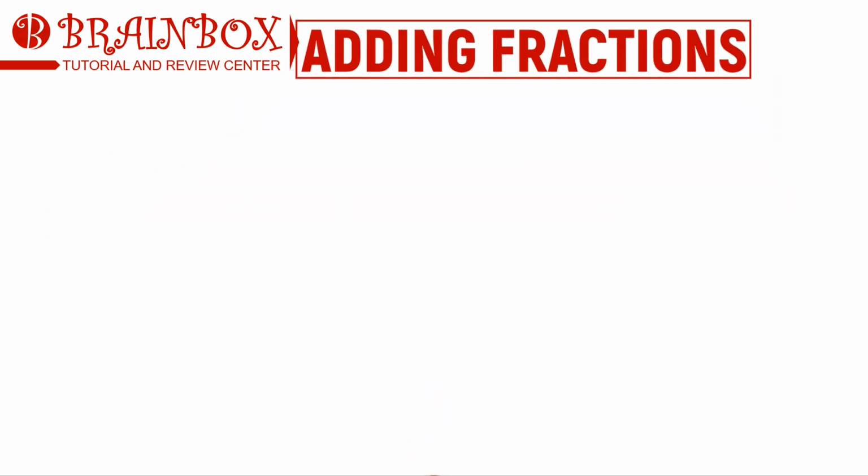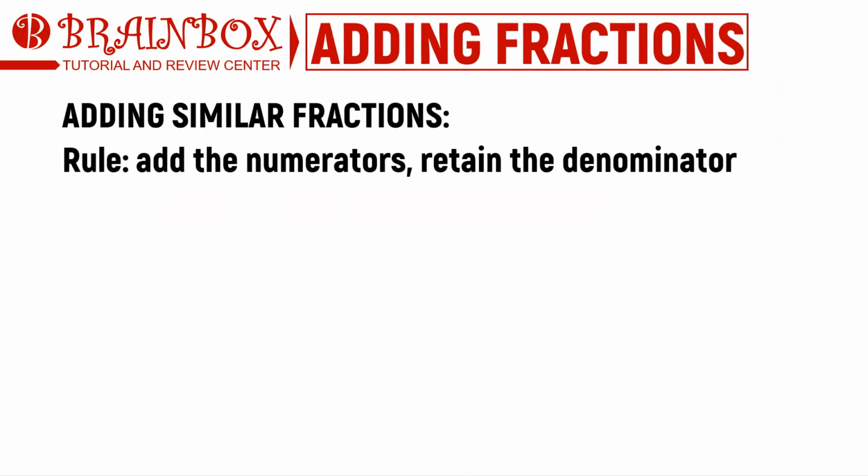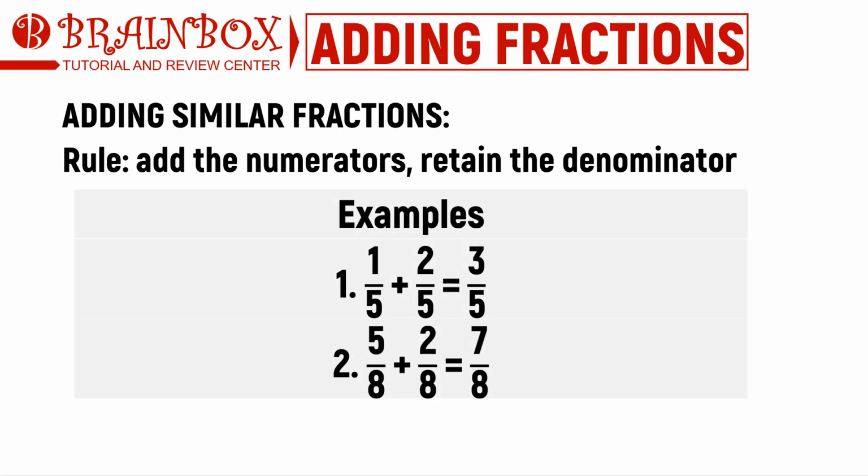Adding similar fractions. Rule: add the numerators, retain the denominator. Adding similar fractions is the simplest among the three types of fractions. Since these fractions have similar denominators, we just have to add the numerators and simply copy the common denominator. Examples: 1. 1/5 plus 2/5 equals 3/5. 2. 5/8 plus 2/8 equals 7/8.